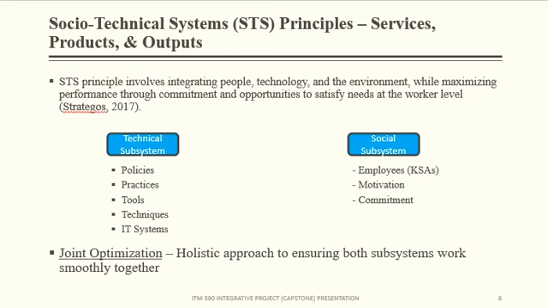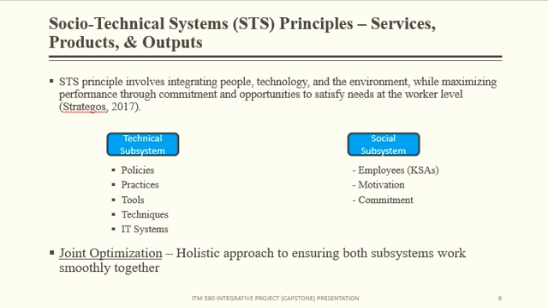Now, this brings up a discussion on the socio-technical system principles, which involve integrating people, technology, and a critical piece for this discussion, the environment itself, and shows how to achieve high performance through commitment and opportunity to satisfy the needs at the worker or the technician level, as Strategos in 2017 describes.